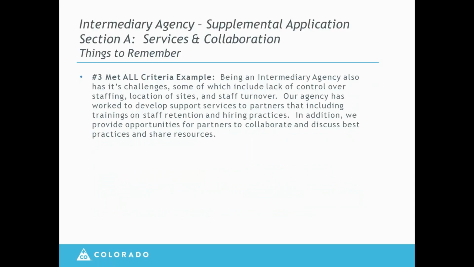Number 3 is explain barriers or challenges that the agency has experienced or anticipates experiencing by providing intermediary services. So again, they're going to explain what their challenges have been, and then they would also explain what they've done for those or how they have worked to overcome some of those barriers or challenges or plan to overcome those.